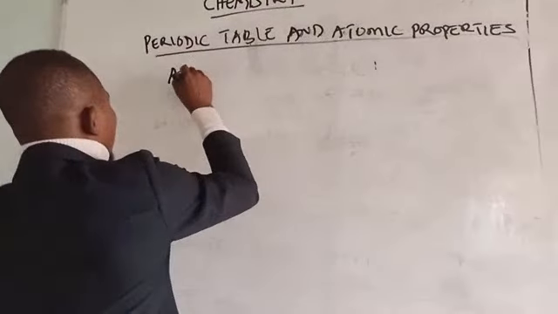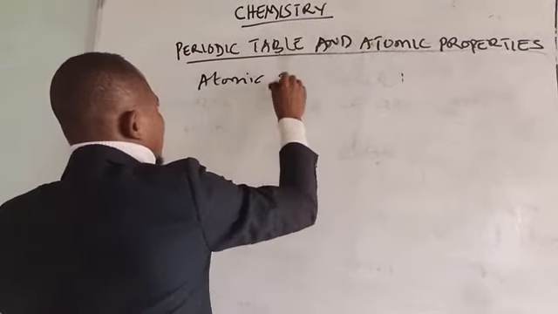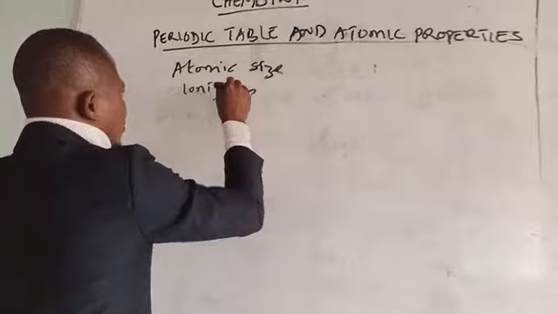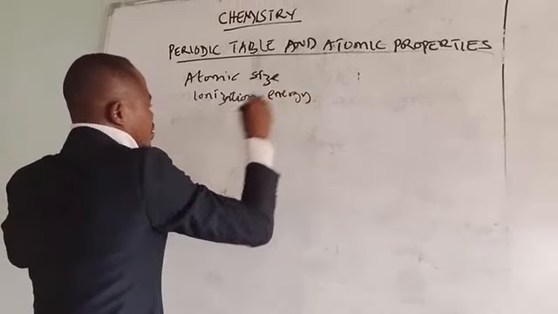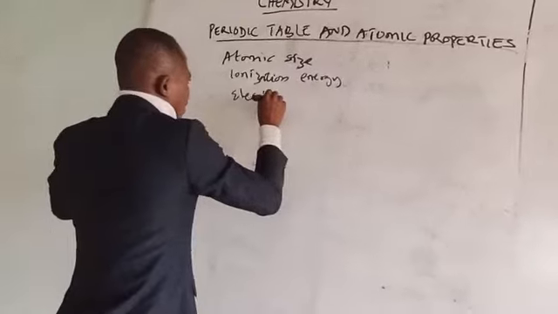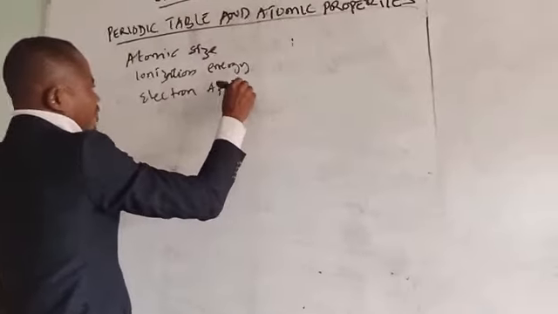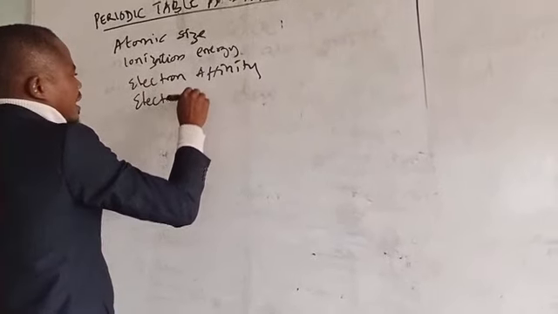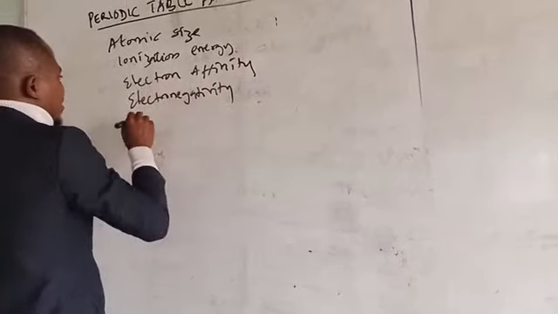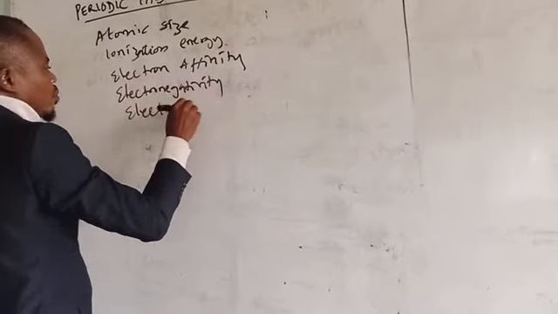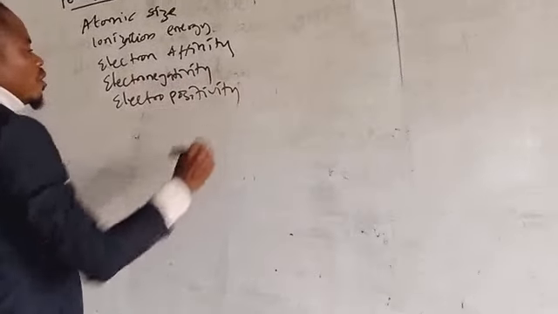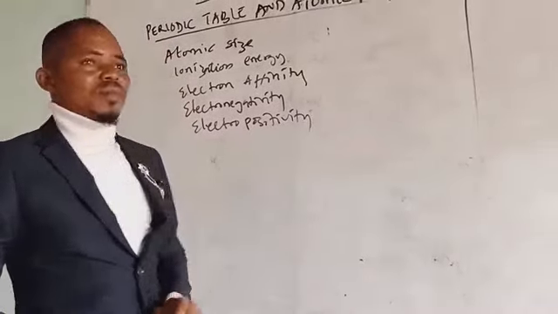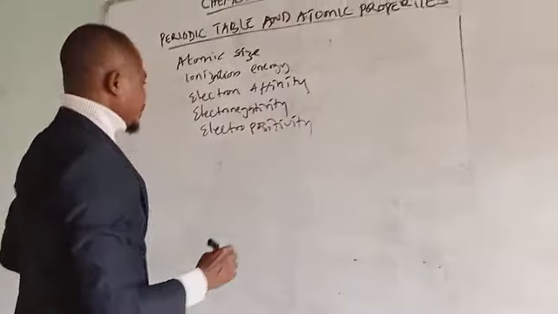Now we're going to look at certain atomic properties and their variation in the periodic table. One, we have atomic size, ionization energy, electron affinity, electronegativity, and electropositivity. We'll be looking at them one after the other per class. So today we're discussing atomic size.